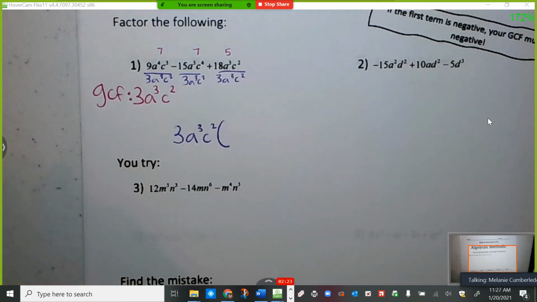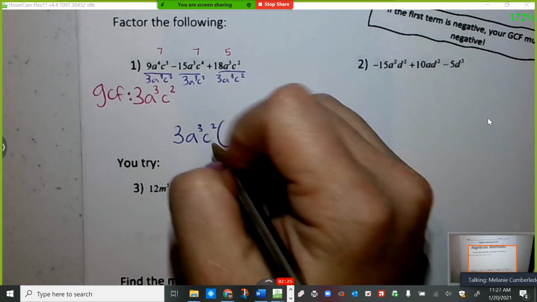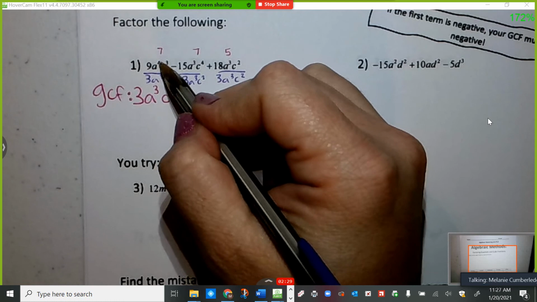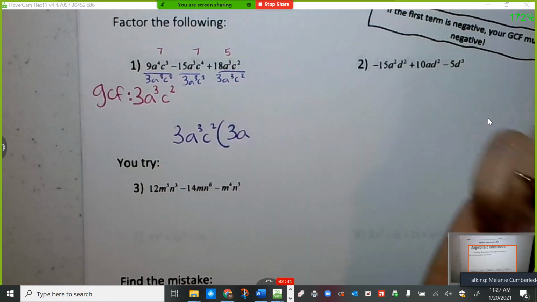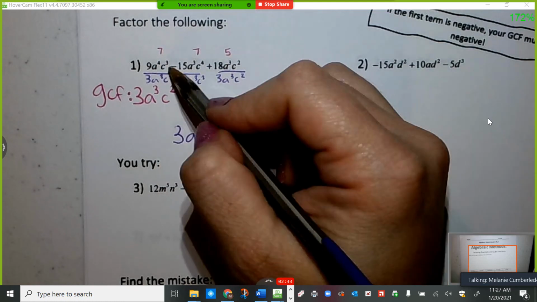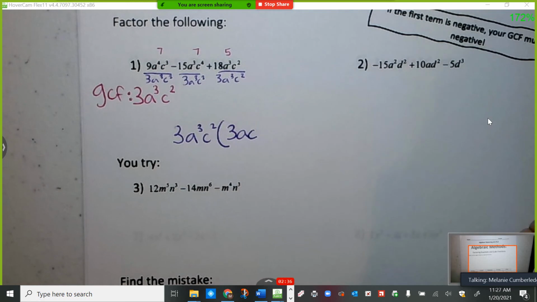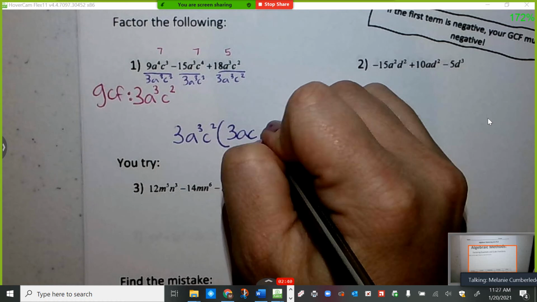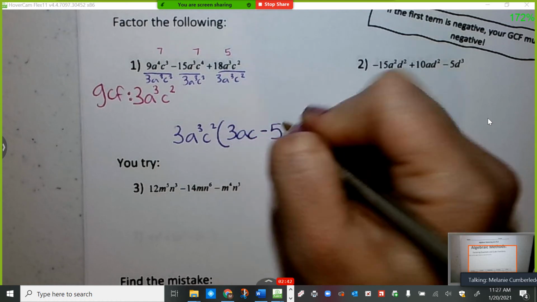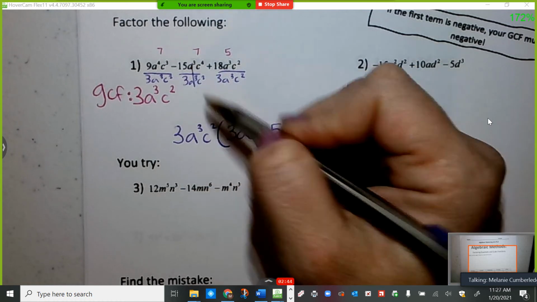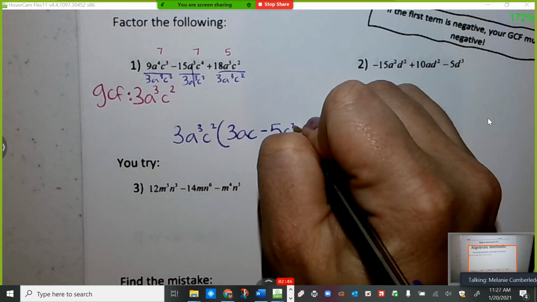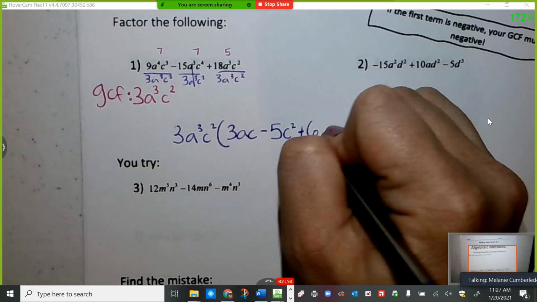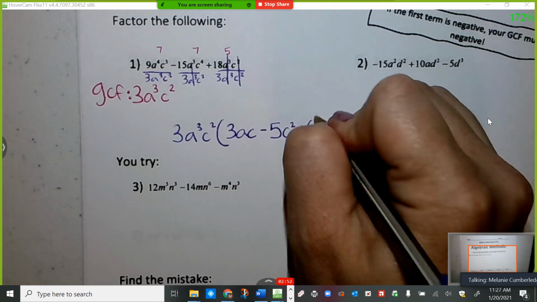Okay, so 9 divided by 3 is 3. If I take 3 out of there, there's 1A left. 4 minus 3 is 1. And then 3 minus 2 is 1. So there's my first term. Negative 15 divided by 3 is negative 5. A cubed we took out. 4 minus 2 is 2. 18 divided by 3 is 6. We took out A cubed, C squared, so that is all that's left.